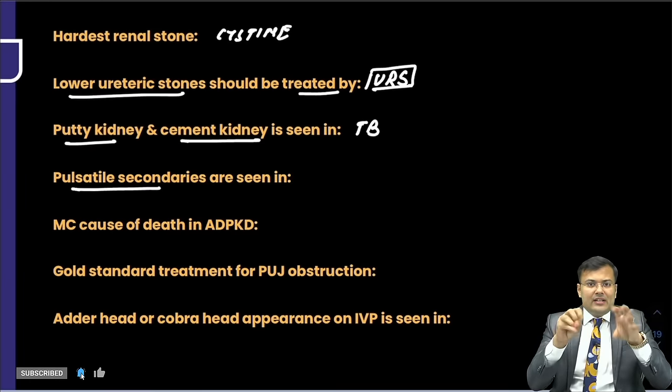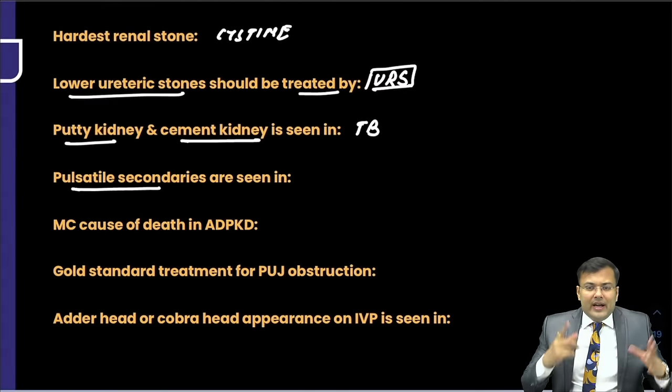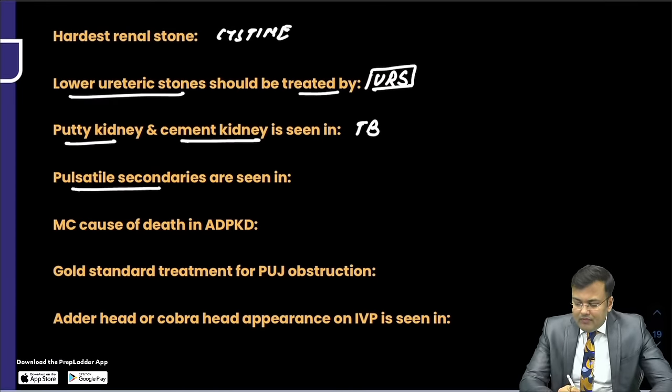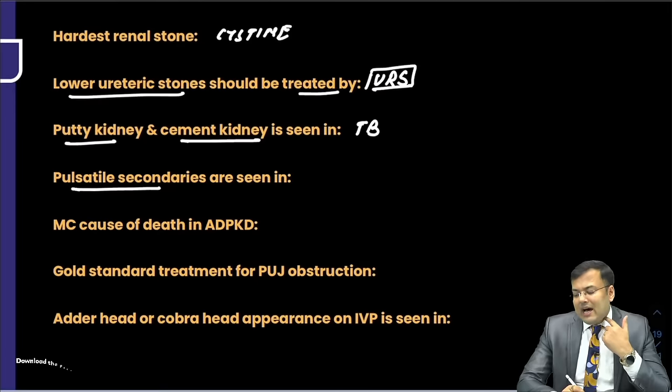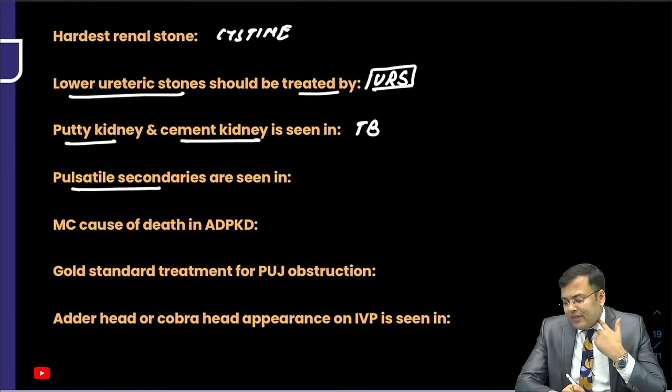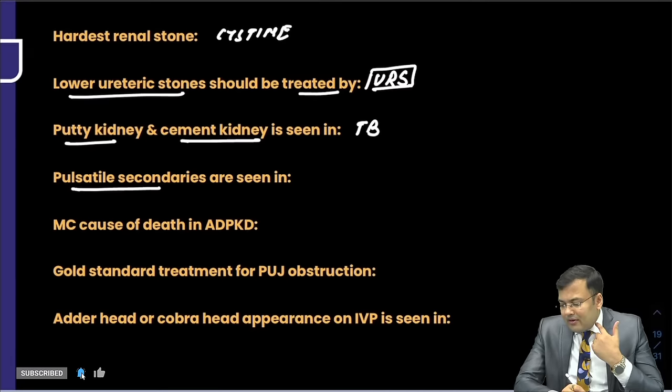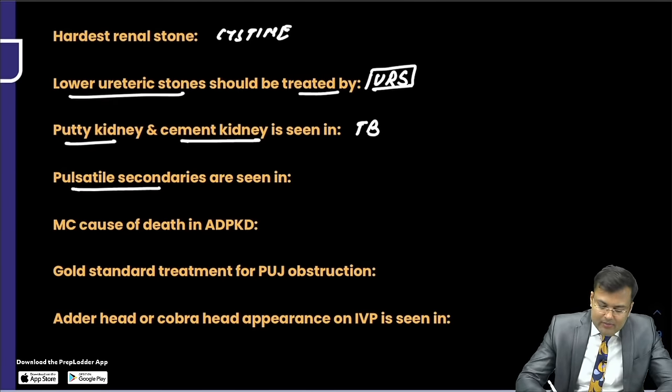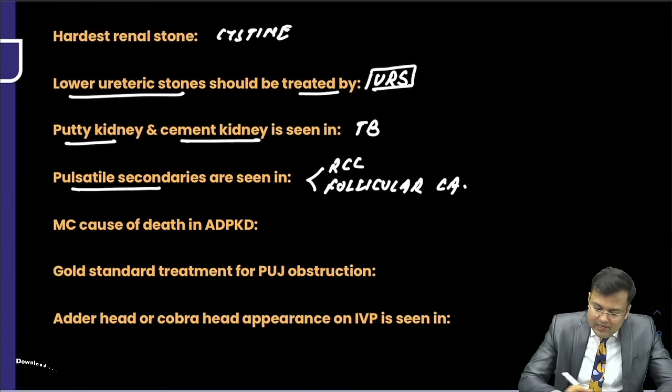Next, pulsatile secondaries. These are pulsatile secondaries which are osteolytic and hypervascular. They are seen in which kidney malignancy? Tell me, guys. RCC and which thyroid malignancy? Waiting for your reply. Follicular. Very good. Pulsatile secondaries are seen in RCC and follicular carcinoma thyroid.